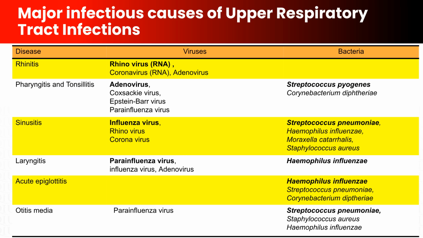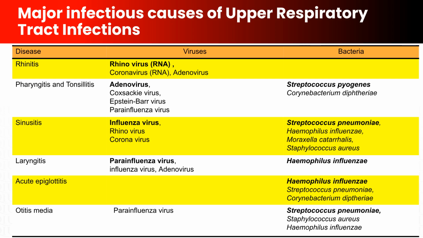This comprehensive table summarizes the major infectious causes of URT infections. For rhinitis, the most common cause is rhinovirus, which is an RNA virus responsible for about half of all common colds. Coronavirus, also an RNA virus, is another important cause. Adenovirus can also cause rhinitis, often with more systemic symptoms.